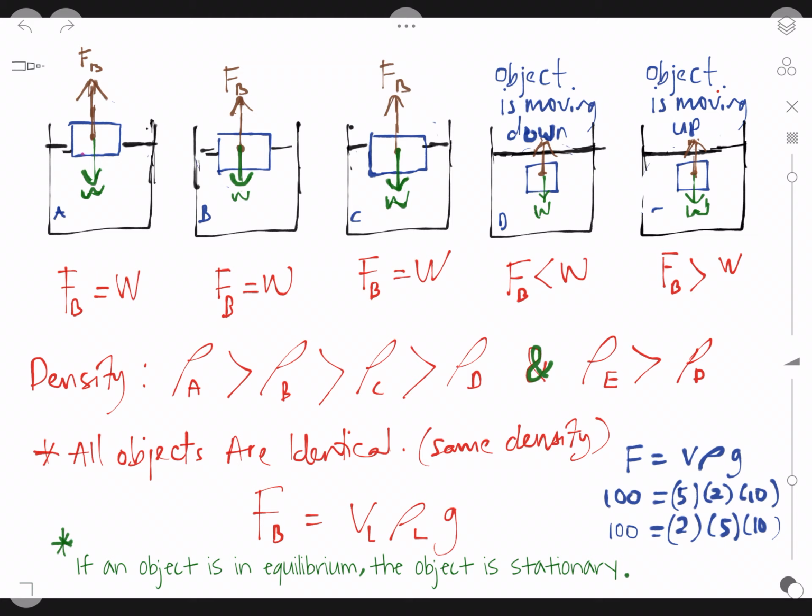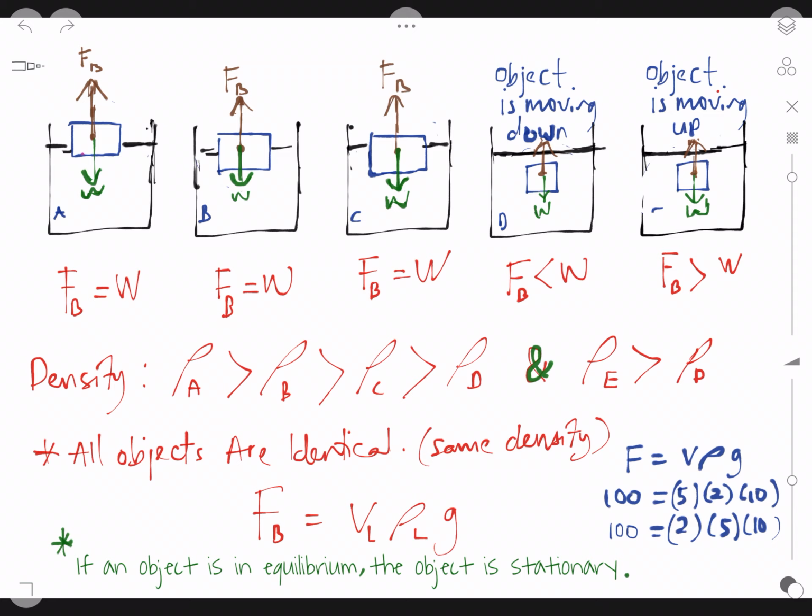You need to pay attention to the statement here also. If an object is in equilibrium, the object is stationary. So let us look at the first situation here. You can see that the object is stationary. All the 3 objects here are stationary.